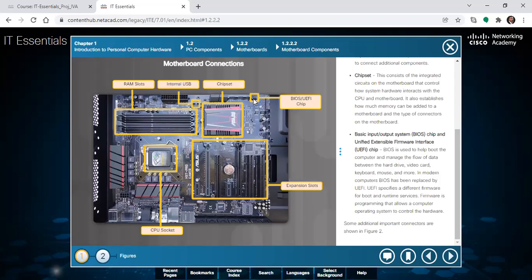Now, BIOS is used to help boot the computer. It's the one that gives instructions to the computer to boot and manages the flow of data between the hardware, video card, keyboard, mouse, and more. So in modern computers, BIOS has been replaced by UEFI. The UEFI specifies a different firmware for boot and runtime services. Firmware is programming that allows a computer operating system to control the hardware. So now this is it.